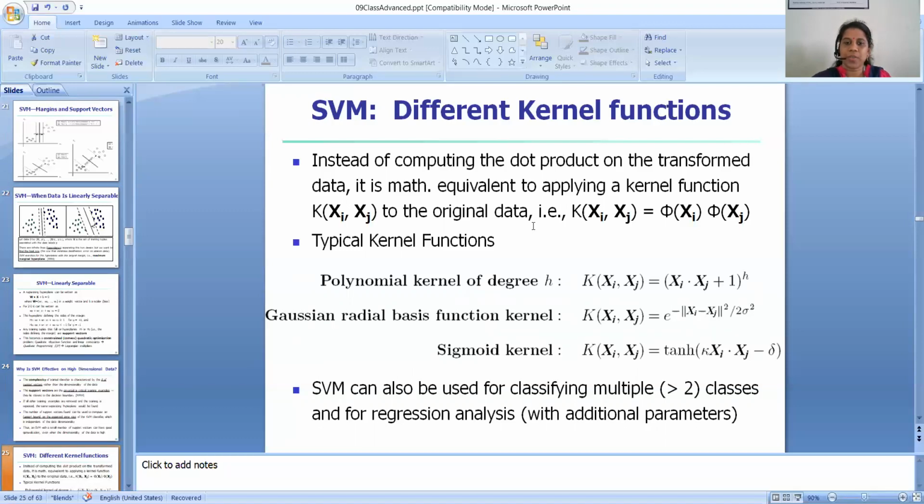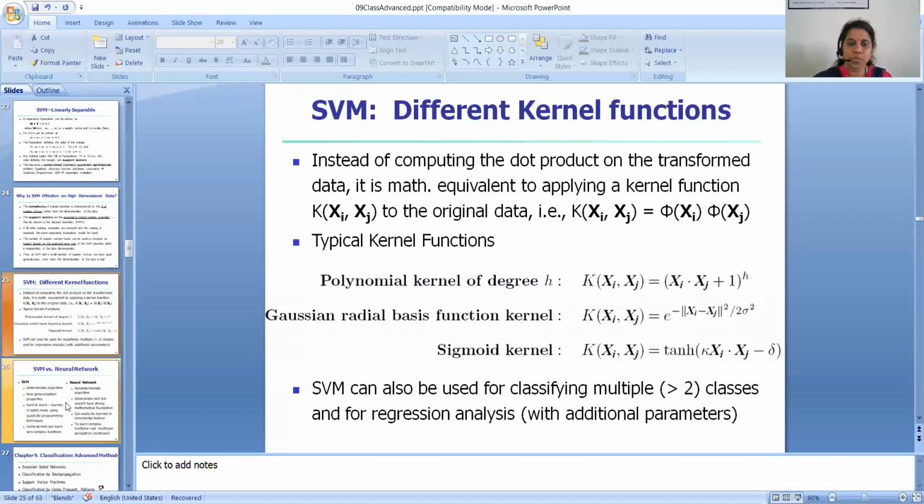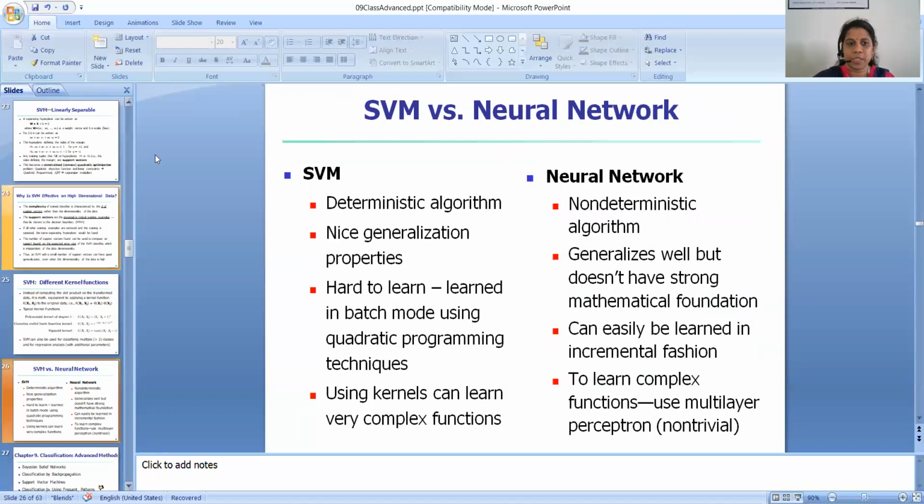Another one is the Gaussian radial basis function kernel, k of xi comma xj equal to e to the power minus modulus of xi minus xj whole square divided by 2 sigma square. Another one is the sigmoid kernel, where k of xi comma xj is equal to tanh of k xi dot xj minus sigma. So these are the kernel functions, mainly used for non-linear functions.